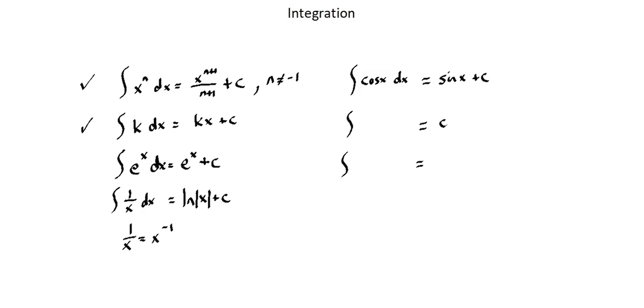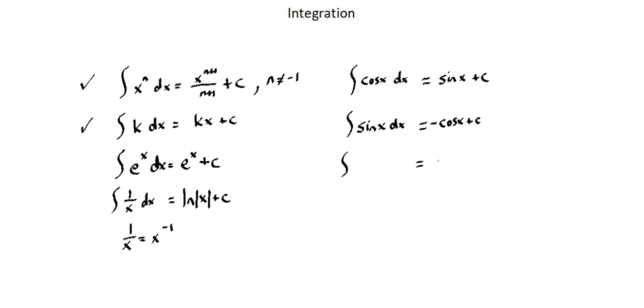Let's do the same with cosine of x. Now when I go from cosine of x as a function to the derivative, I have negative sine of x. In this case, I want my first statement to be positive. So if I'm integrating sine of x with respect to x, the result is negative cosine of x plus c.